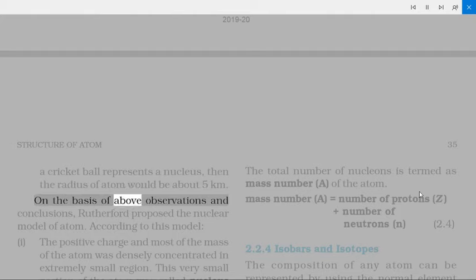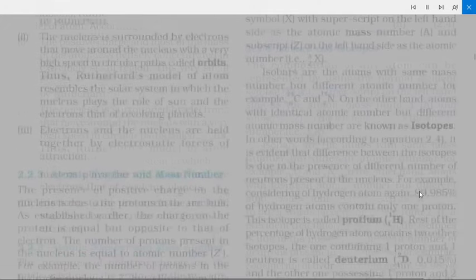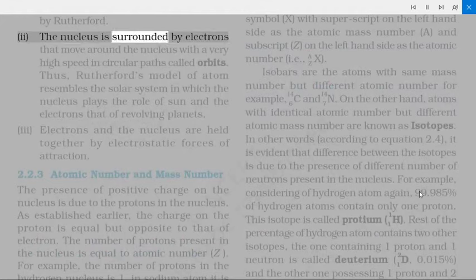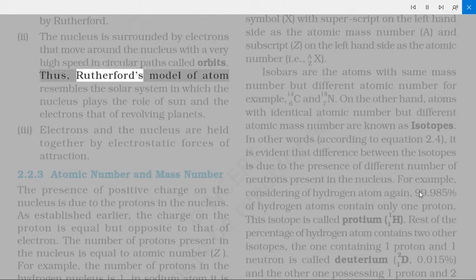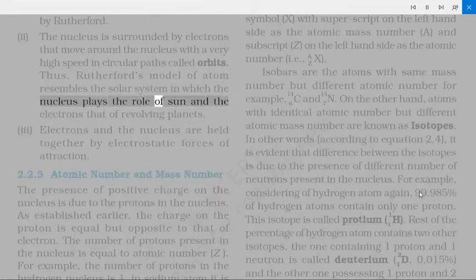On the basis of the above observations and conclusions, Rutherford proposed the nuclear model of the atom. According to this model, 1. The positive charge and most of the mass of the atom was densely concentrated in an extremely small region. This very small portion of the atom was called the nucleus by Rutherford. 2. The nucleus is surrounded by electrons that move around the nucleus with a very high speed in circular paths called orbits. Thus, Rutherford's model of the atom resembles the solar system, in which the nucleus plays the role of the sun and the electrons that of revolving planets.